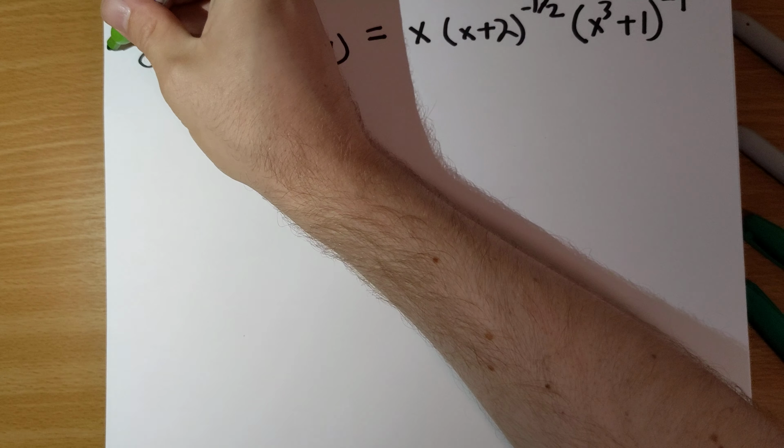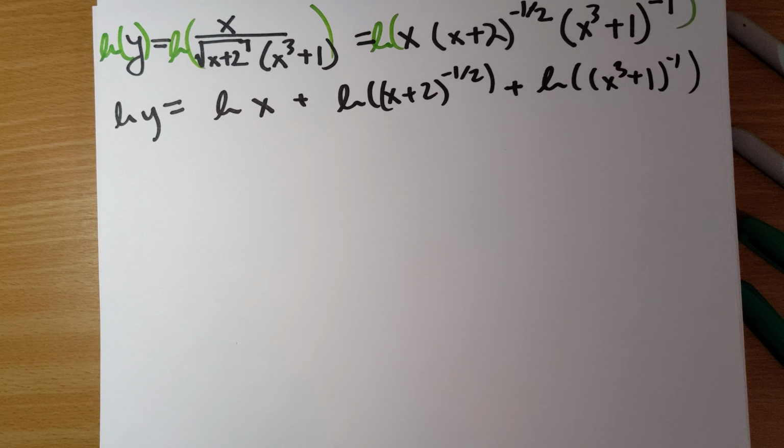Okay, so what we're going to do is take the natural log of both sides here. Natural log of y is equal to the natural log of this. Why are we doing this? So the natural log of y is going to equal the natural log of this times this times this, which is equal to the natural log of x plus the natural log of x plus 2 to the negative 1/2 power plus the natural log of x cubed plus 1 to the negative first power.